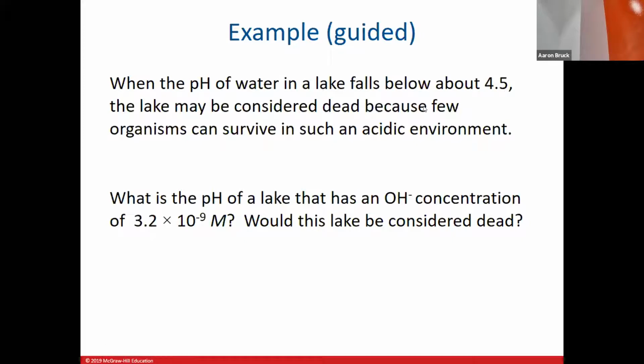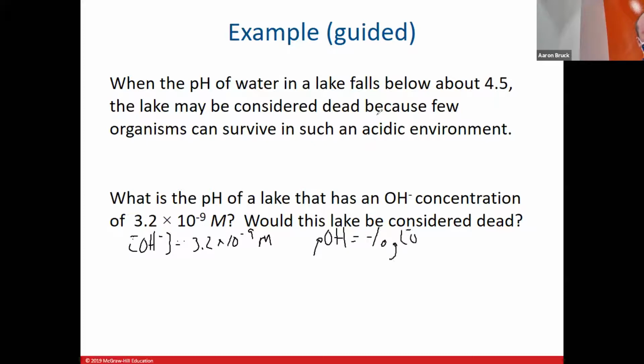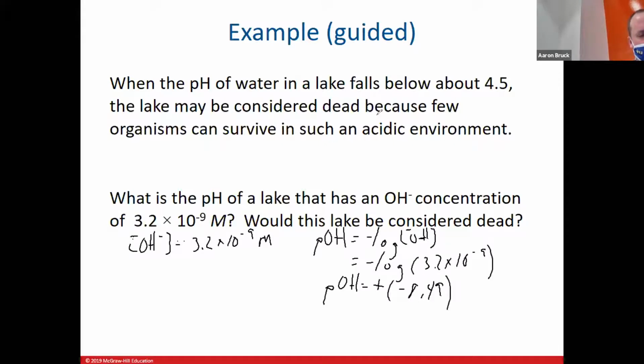So if my hydroxide concentration is 3.2 times 10 to the negative 9th molar, remember that pOH is equal to the negative log of that concentration. So the negative log of 3.2 times 10 to the negative 9th. So into my calculator I go, 3.2 times 10 to the negative 9th. I hit the log of that. The log of 3.2 times 10 to the negative 9th is negative 8.49. The opposite of a negative is a positive, so my pOH is 8.49.